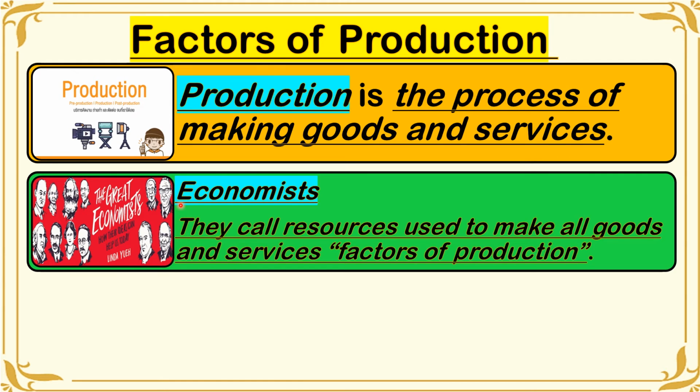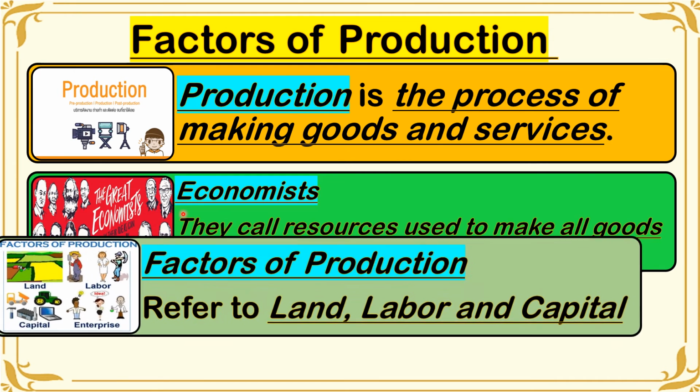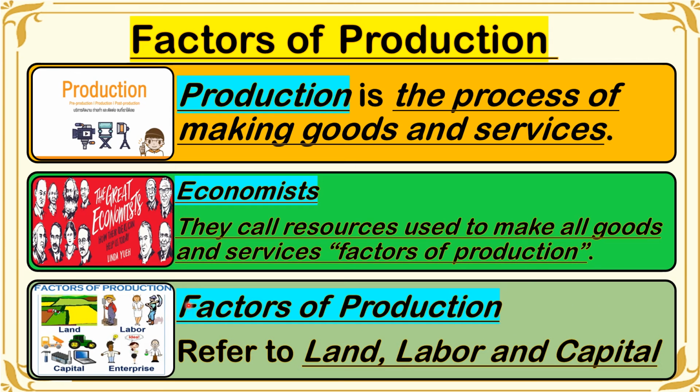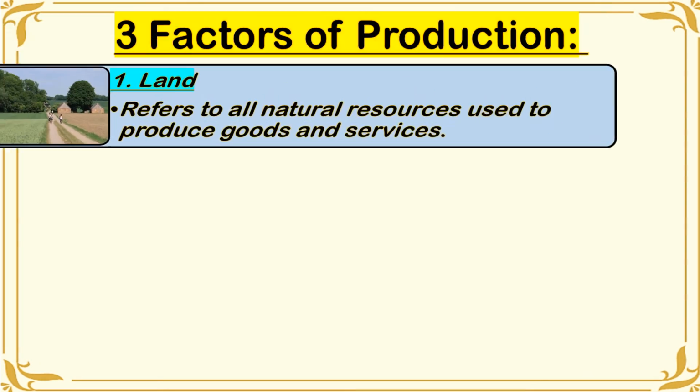So another meaning of economist, class, is the people who study about the economy. What are the three factors of production? They refer to land, labor, and capital. First, let us discuss the three factors of production.